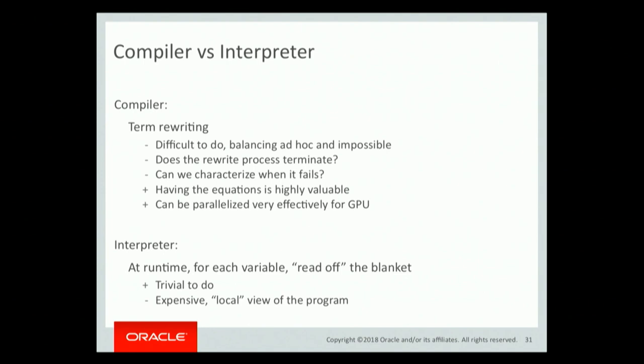On the other end of the spectrum, for the interpreter, the big advantage is that it's really trivial to do, but the price to pay is that you now have a very expensive local view of the program. When you want to do the Gibbs sampling, you have one variable, you can just look at the dependency, you can very easily say, oh yes, this is how I should sample from it, but that means that you don't realize, oh, most of these are the same, I could just do all of them in parallel. And it makes it difficult to do memory optimization, etc.